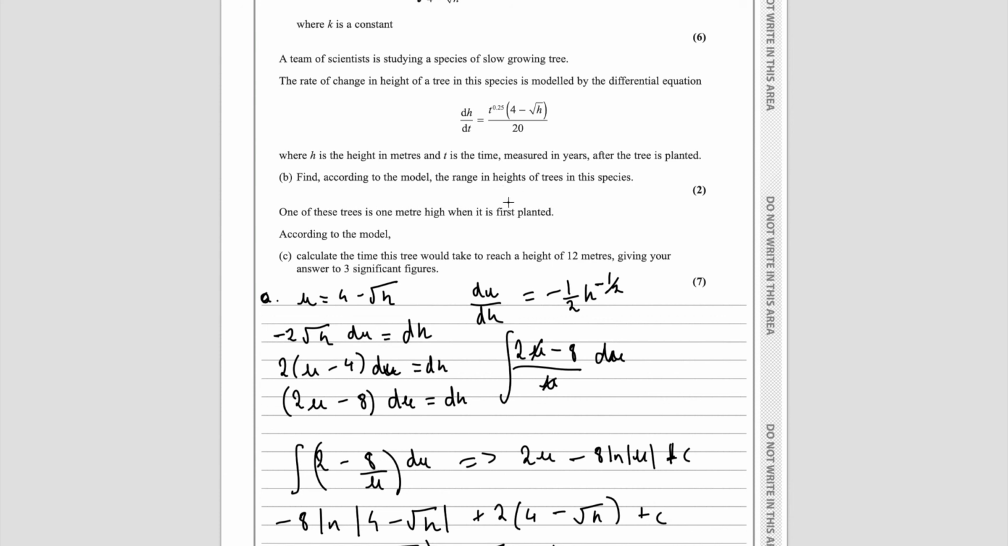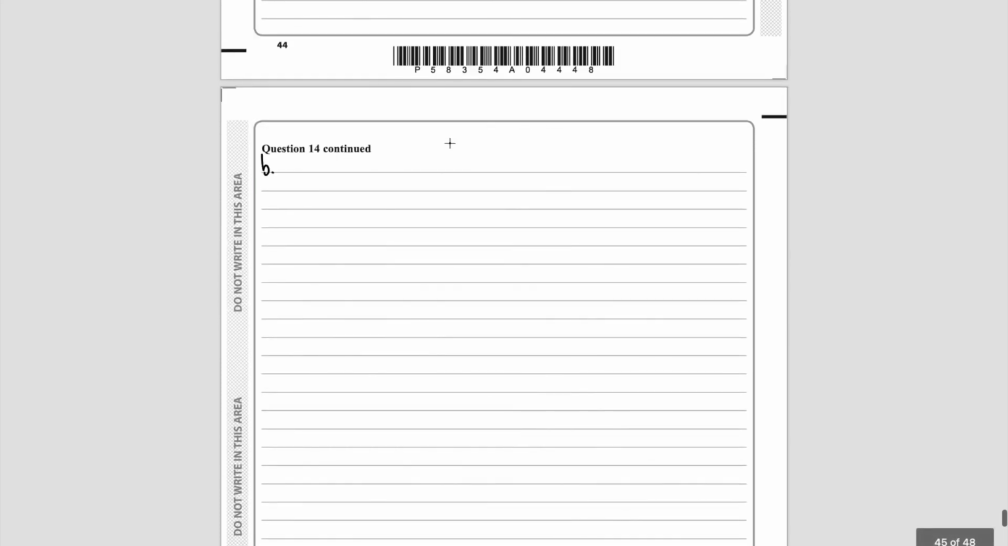So if 0 is our lowest value, our highest value would be whatever we get when dh over dt is equal to 0. And if we set this equal to 0, if we multiply both sides by 20 and divide both sides by t to the power of 0.25, we get that 4 minus root h is equal to 0. 4 is then going to be equal to root h, and the h is therefore going to equal 16. And that there is going to be their maximum height. So h is going to be then given in the range of 0 and 16.